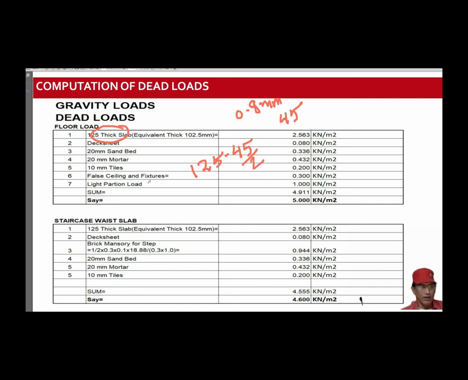Further, we have considered 1 kilonewton per square meter for light partition, because the partition drawings are not available as of now, and it is being planned for future. So we have taken 100 kg per meter square as specified by code. That is the minimum value of partition load.